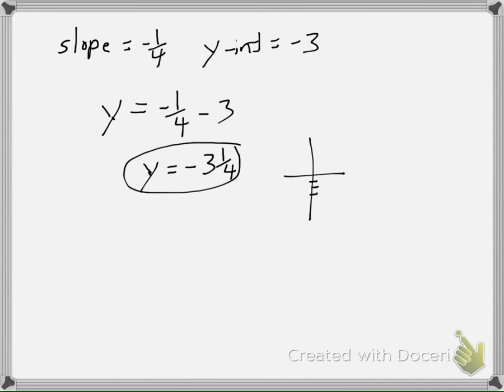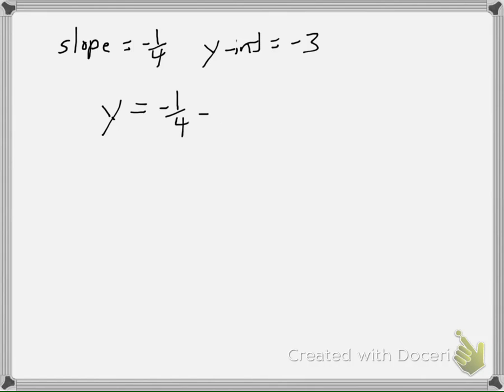1, 2, 3 and a quarter below the x-axis. So that would be that line, which definitely does not have a slope of 1/4 or a y-intercept of negative 3. So make sure that you are including that x. It's very, very important. So y equals negative 1/4 x, and then my slope is negative, so minus 3.